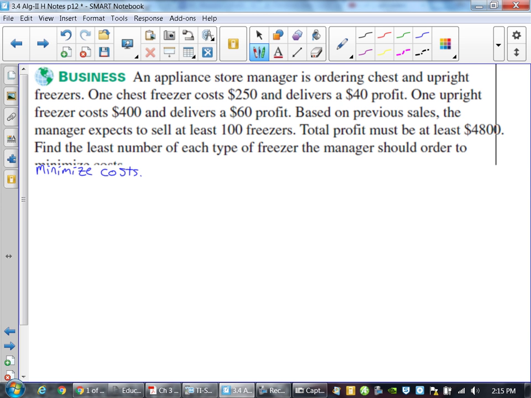You ever heard of that before? Overhead is what it costs to pay the rent, pay your utilities, pay your employees, advertising and all that kind of fun stuff. So anything after you made that $4,800 is your profit. That's what you're actually going to be taking home.